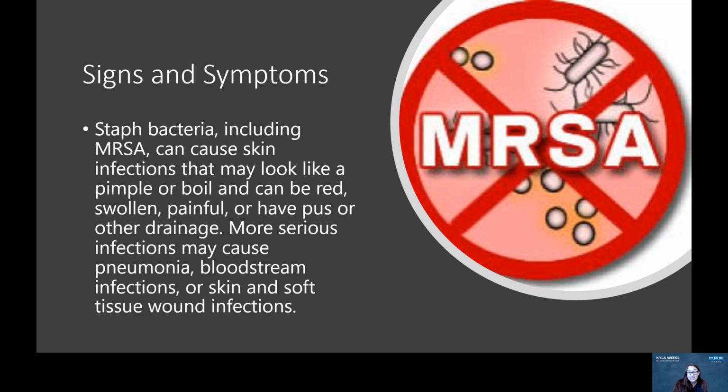Signs and symptoms. Staph bacteria, including MRSA, can cause skin infections that may look like a pimple or boil and can be red, swollen, painful, or have pus or other drainage. More serious infections may cause pneumonia, bloodstream infections, or skin and soft tissue wound infections.